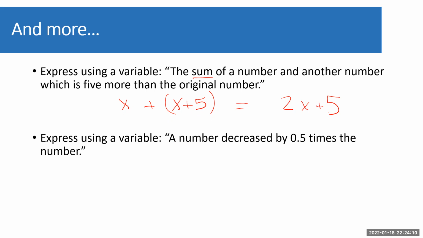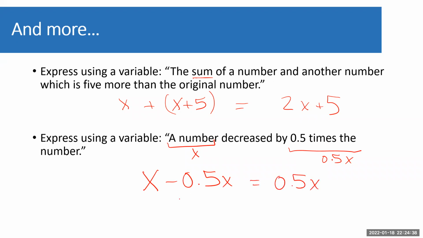What about this one? Expressed using a variable. A number decreased by 0.5 times the number. So decreased by means we're subtracting something. So our number is going to be x, and 0.5 times the number is going to be 0.5x. So we're going to take our number and we're going to subtract 0.5x. If we wanted to simplify that, that would actually leave us with only 0.5x, because 1 minus 0.5 is going to be 0.5x. Again, pause and make sense of it if you need to.